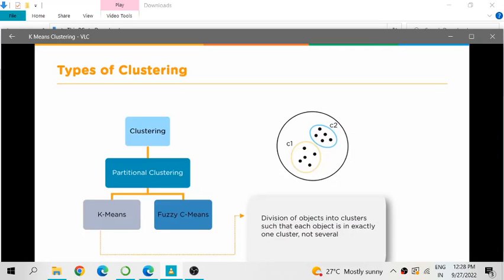That kind of clustering happens in k-means clustering. In fuzzy c-means clustering, the division of objects into clusters is such that each object can belong to multiple clusters. So unlike k-means, in fuzzy c-means one sample can belong to multiple clusters, and that is how the groups or clusters will be created.